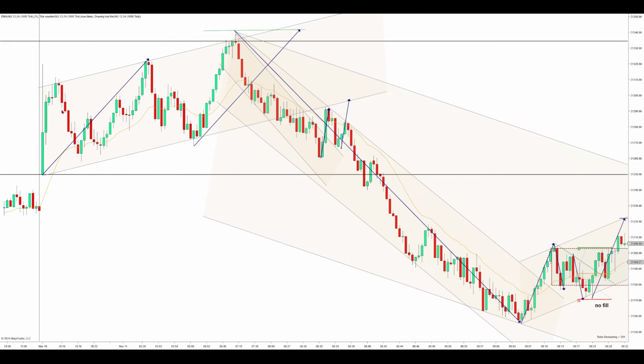It would be a failed second entry on the other side of the count, because it would be first entry long, second entry long, failure. But it just doesn't quite set up good enough, and you're entering right into those lows, so I don't want to enter on that. Anyway, we continue on lower here.